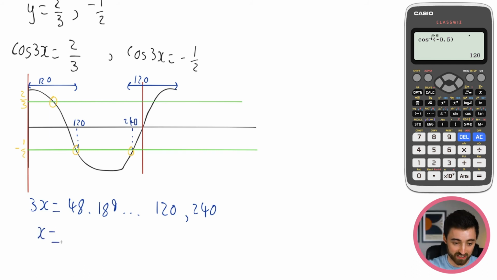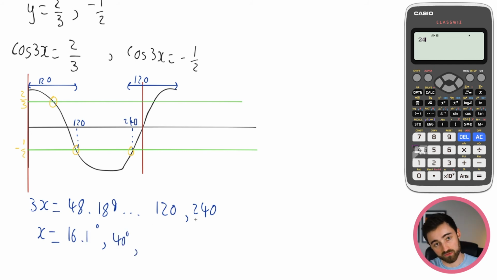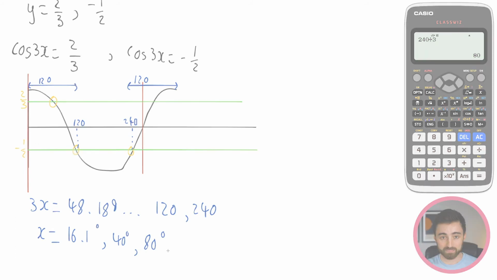So my x values are going to be, let's write this thing out, 48.189 over 3. And then to one decimal place, this is going to get me 16.1 degrees. 120 over 3 is going to be 40 degrees. 240 over 3 is going to be 80 degrees. And we can see here that all of these final x values lie within the initial range I was given.